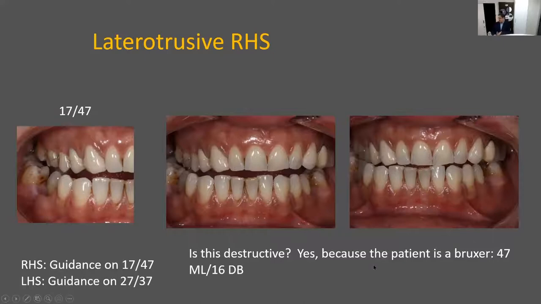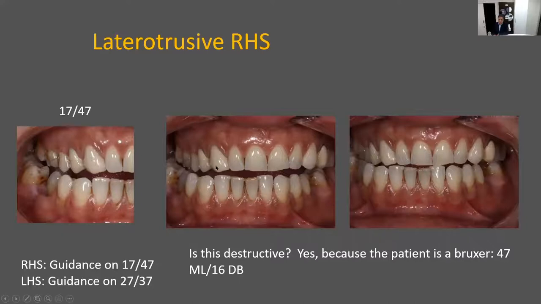So having said that, what we did for this patient was restore the incisors of guidance. We did all the prerequisite work: the oral hygiene improvements, stop smoking. She still continues, but we've told her we can only try.